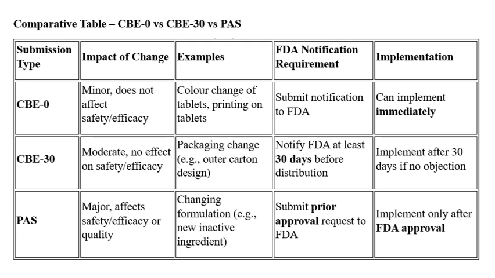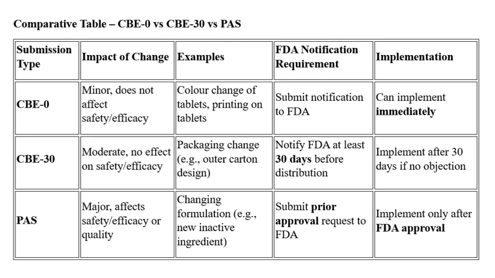Now coming to the differences in implementation. CBE 0 can be implemented immediately. That's why it is called CBE 0. There is no waiting period for CBE 0 type of change submission. CBE 30, as the name indicates, is implemented after 30 days if there is no objection by the FDA. Then PAS is implemented only after FDA approval.